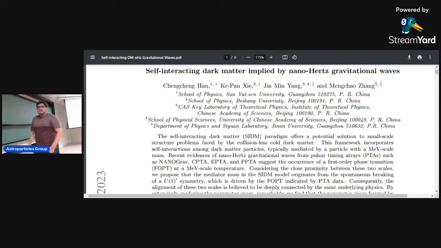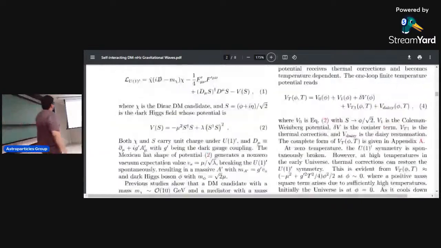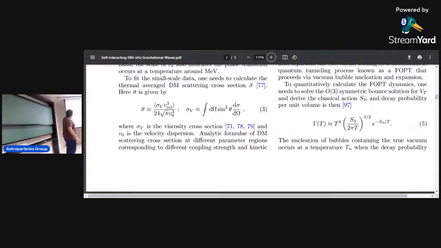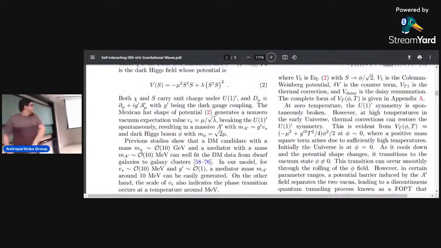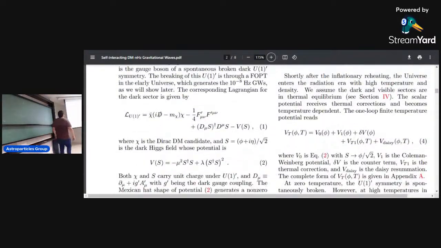The Lagrangian for this is in the second part. Okay, so the Lagrangian of this U(1) prime is this. You have the Dirac term for the dark matter, so the self-interacting dark matter, and this D is related to the dark photon, which is Z prime, and it mediates the interactions between the dark photon and the dark matter.